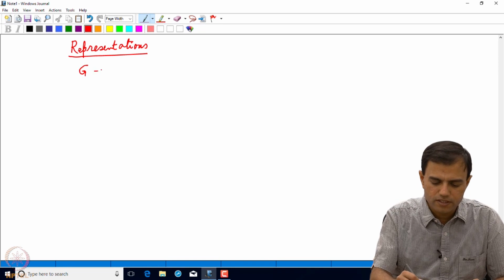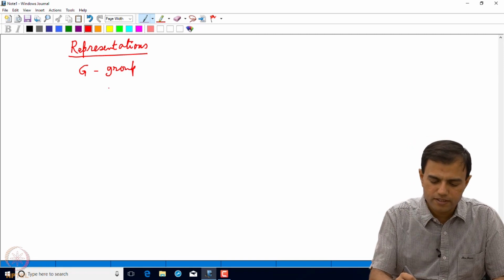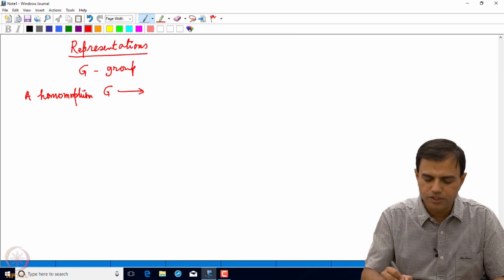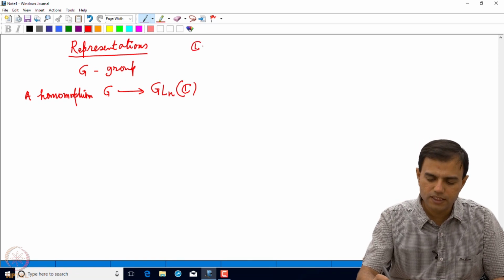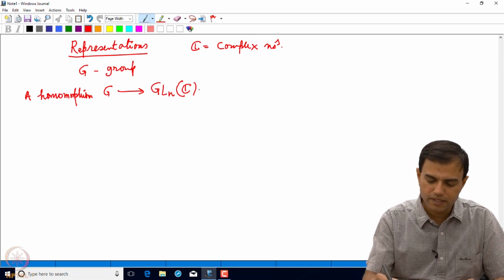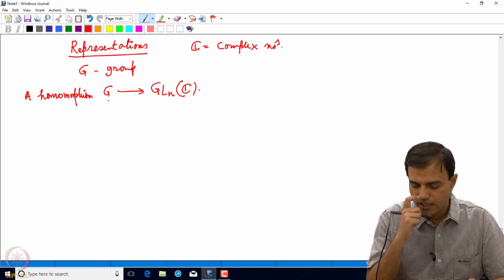So what I have is a group, and a representation is very simple. It's nothing but a homomorphism from G to GL_n, say over the complex numbers. C is the field of complex numbers. So that is a representation, quite a simple definition. It's a homomorphism which starts from G and takes values in GL_n(C).